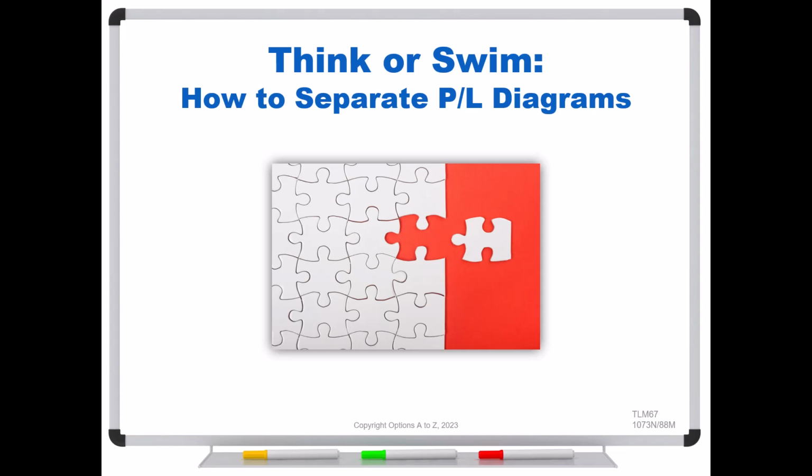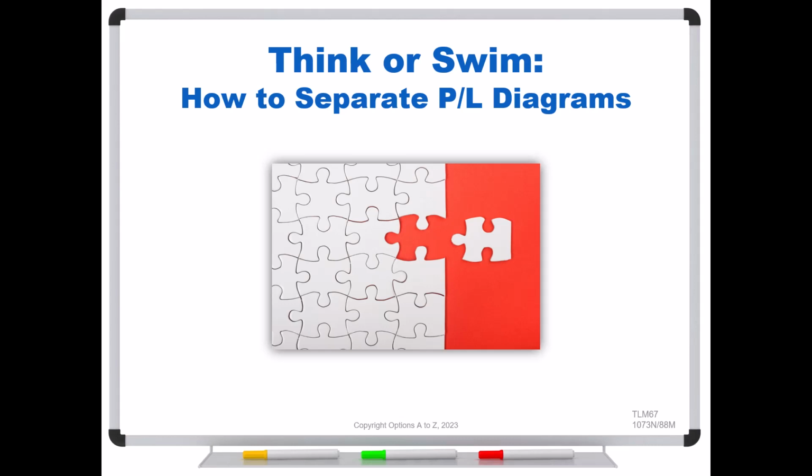Well, I got a good question from one of the traders in our group asking a Thinkorswim question. And I know a lot of you do use Thinkorswim, as a lot of traders do. And the question was, how do you separate profit and loss diagrams on Thinkorswim? And it's not real readily apparent how to do it. And what I'm talking about is on the Analyze tab when you're looking at a risk graph.